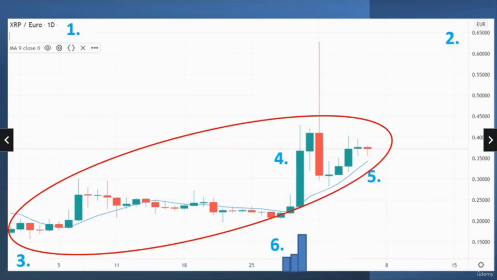Number 4 is the actual pricing itself. In this case, there's a very common way of looking at it, called candlestick price. You have different types of price bars out there. We're going to learn all about them.